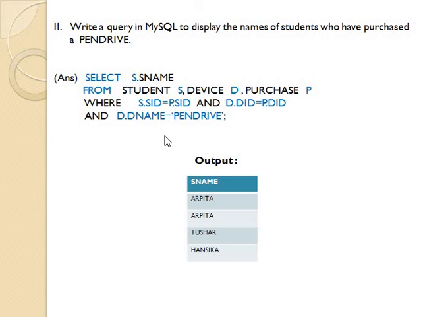And upon executing this MySQL query, you can see the output table exactly like this, with only the sname column and with its entries Tushar Hansika appearing once and Arpita appearing twice.